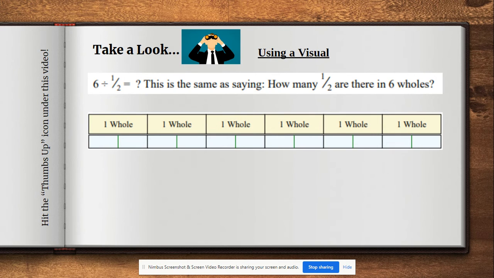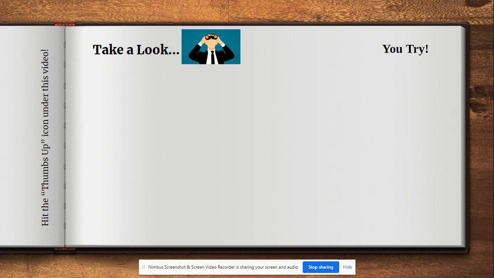So here you can see the first part where it says 1 whole. I have 6 of them. And then what I did, they're separated by half. So how many halves do you see there? We'll count them. 1, 2, 3, 4, 5, 6, 7, 8, 9, 10, 11, 12. So there are 12 halves in 6 wholes. So now try this out.